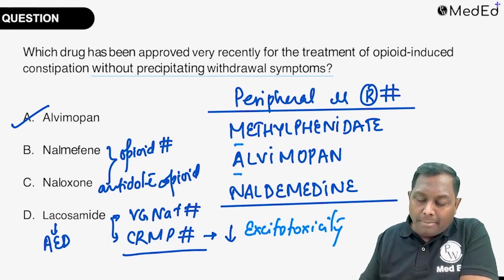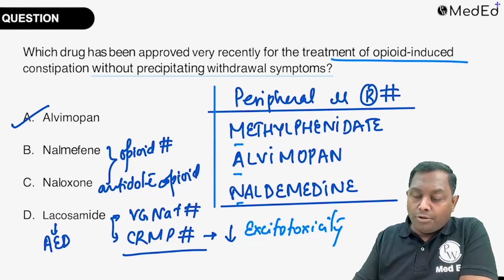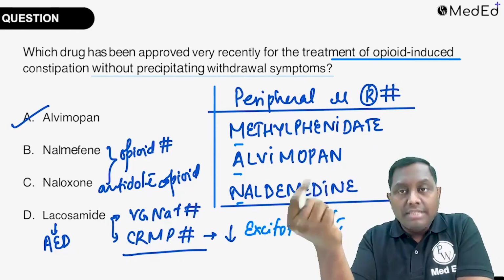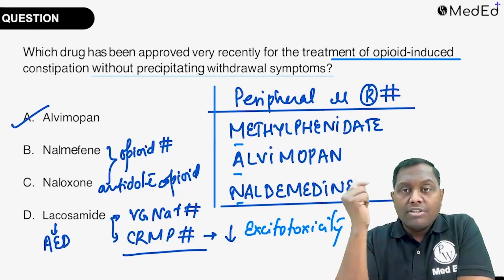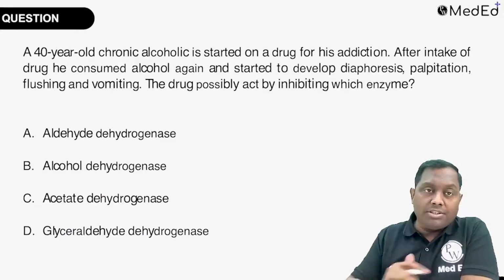So MAN is a very simple mnemonic to remember. Peripherally acting mu-opioid receptor antagonist. They can be utilized for the treatment of opioid-induced constipation without precipitating withdrawal symptoms. Can we use naloxone? Yes. But the question here is not asking which can be used, it is asking which can be used without precipitating the withdrawal symptoms, that is peripherally acting mu-opioid receptor antagonist, methylnaltrexone.